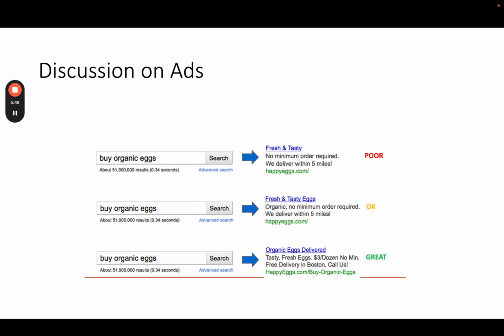In the second ad, you can see that the word organic is mentioned in the description, however not in the headline. Since the user is particularly searching for organic eggs, it means he wants to buy organic, so the word organic needs to be very important. In the third ad, the word organic is in the headline, which is why the third ad is a great ad. Also, in the description, the pricing is mentioned, plus there is a call to action, a CTA, where they are recommending you to call us. This is the reason why the third ad is good. Also, the third ad URL is relevant to the search query.